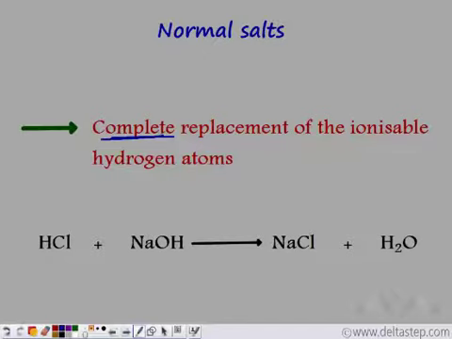For example, we have HCl, it reacts with NaOH. There is complete replacement. This hydrogen is replaced by a metallic ion, sodium, and we get NaCl and H2O. So in this case, our NaCl is a normal salt, as there is complete replacement of the ionizable hydrogen atoms.